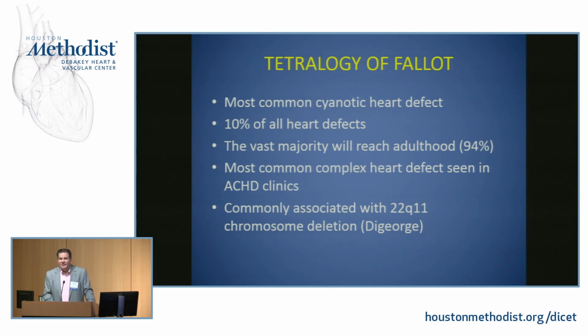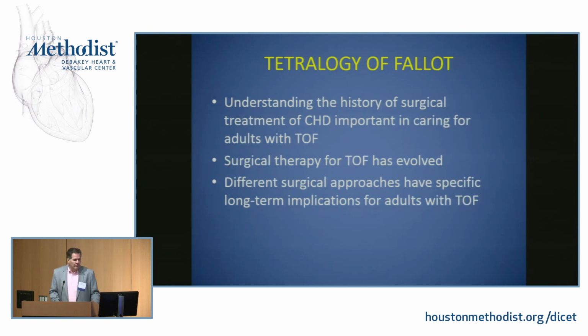This is the most common cyanotic heart defect. It's about 10% of all heart defects. The vast majority of these patients will reach adulthood, it's estimated 94%. In ACHD clinics, it's the most common defect, and it's commonly associated with DiGeorge syndrome. In taking care of these patients, understanding the surgical history of congenital heart disease is important.